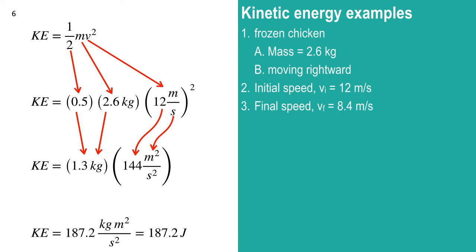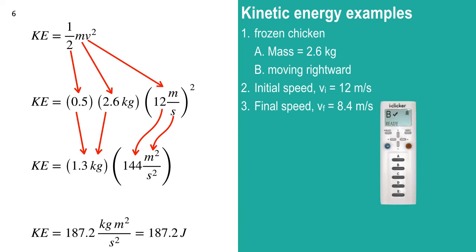Okay, let's keep going. The next one that we're going to do is 8.4 meters per second, and we're going to do an iClicker question. So get your iClickers fired up. I better turn mine back on here. Now, let me ask you a question. You're going to calculate the kinetic energy, but let me ask you a common sense question: has the object sped up or slowed down?